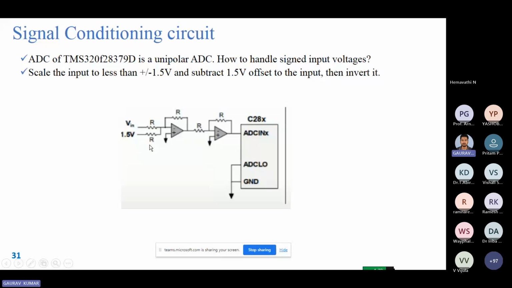In the signal conditioning circuit, the first stage, which is through the op-amp, brings the sinusoidal signal down to the upper line. So it is minus volt, and this op-amp setup inverts the overall pulse, so we can get the output voltage which is 3 volt pulsating. Okay, now we can give it to the ADC input of the C2000 microcontroller.